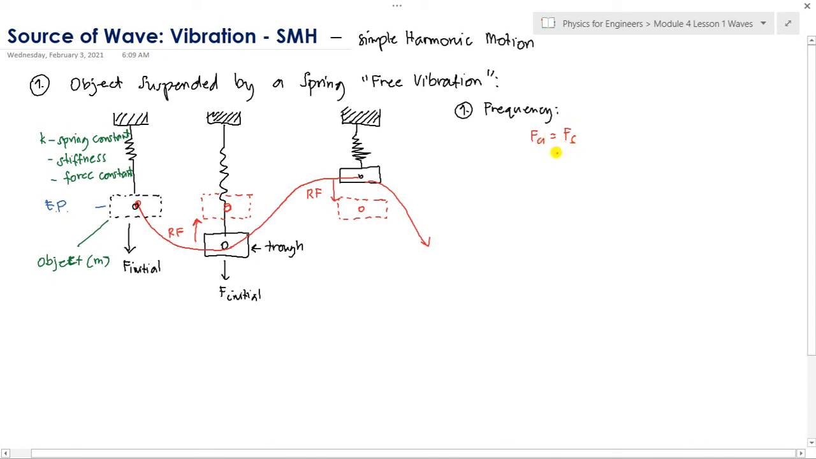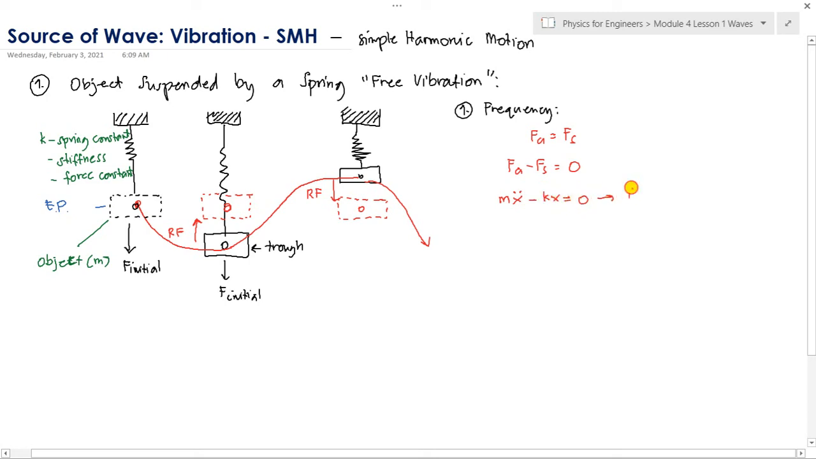Now, if we transpose the spring force to the left side, FA minus FS is equal to 0. We all know that FA is just the mass multiplied by the acceleration experienced by this restorative force. The acceleration changes, so the velocity also increases during travel. Acceleration is the second derivative of our displacement, so I'll label this x double prime minus the force here, kx. So m x double prime minus kx is equal to 0.